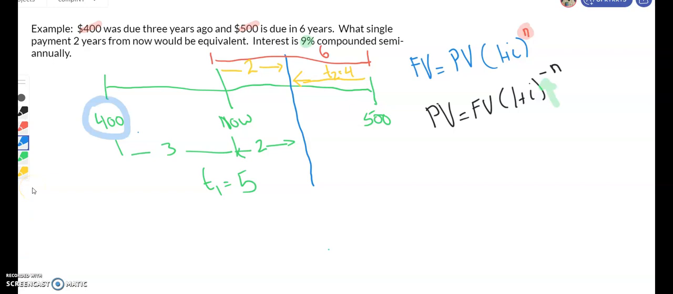Now let's look at our two payments. The payment of 400 is moving into the future, so we're going to use a future value calculation. The payment of 500 is moving back in the past, so we're going to use our present value calculation.